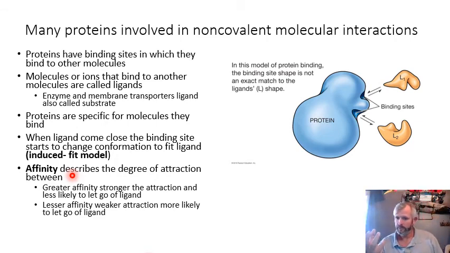Hemoglobin binds our oxygen and carries it through our blood. At the lungs, we want it to have great affinity. We want it to bind that oxygen so it can carry it through. But when we get to the tissues, we want it to release the oxygen, so we want it to have lesser affinity, and we'll see how that takes place. But just remember for now, great affinity means a tight bind. Lesser affinity means a looser bind and more willingness to let go of whatever ligand or substrate is bound to the protein.